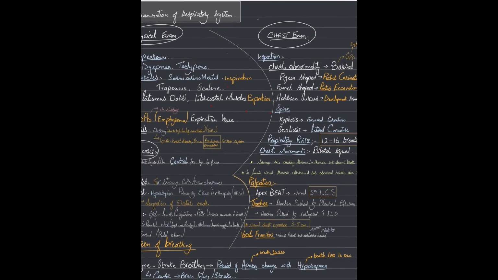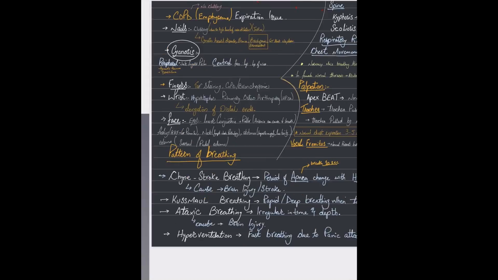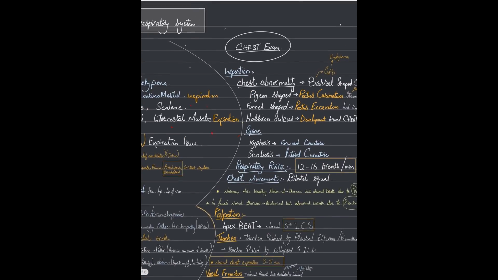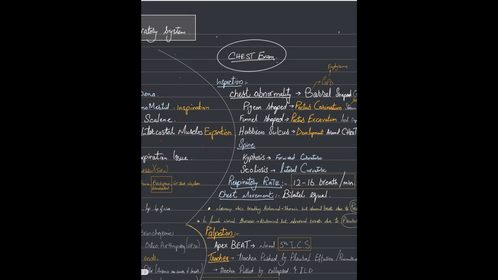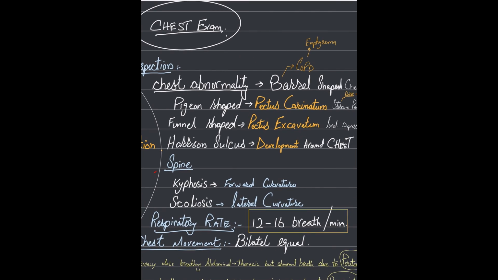Before we go to the pattern of breathing, let's start with the chest examination. First we're going to say inspection. In inspection, we're going to see chest abnormalities. The key point you have to understand is the barrel-shaped chest. You're going to see the barrel-shaped chest in COPD, especially in the emphysema type, not the chronic bronchitis type.